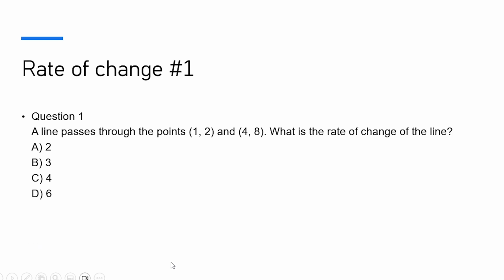Okay, so the first question is asking: a line passes through points (1, 2) and (4, 8). What is the rate of change of the line?